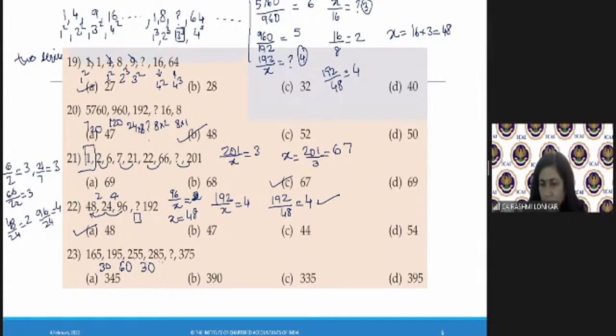Okay, so I think now this difference should be 60. So 285 plus 60 is 345. And then 375 minus 345 will be equal to 30. Okay, so if I put it over here, then I will again get 30, 60, 30, 60. So the number is 345. So A is the correct answer. Okay.